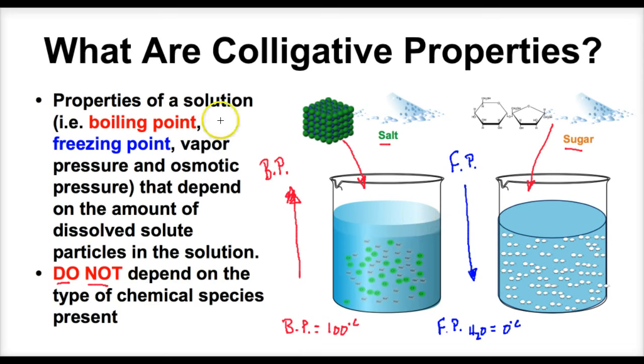And in this little video, we're going to focus our attention on boiling point and freezing point. But understand that colligative properties are properties of a solution, such as vapor pressure and osmotic pressure, that depend on the amount of dissolved solute particles in the solution. So let's take a look at a couple of examples here.